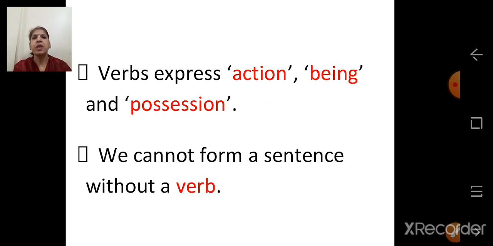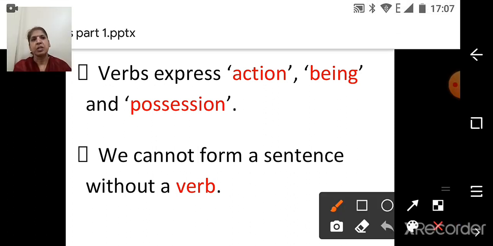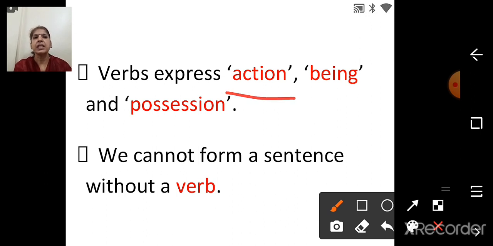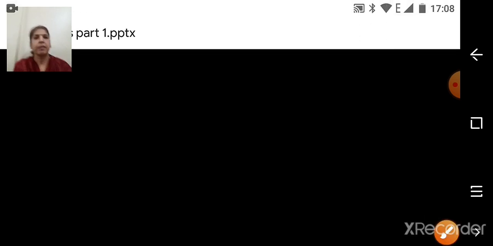Now, when we say verbs, verbs express action, being and possession. Verbs express action, as we saw with the action words: pray, cook, dance, etc. Being and possession. And one more important thing, children: we cannot form a sentence without a verb. No sentence is complete without a verb.